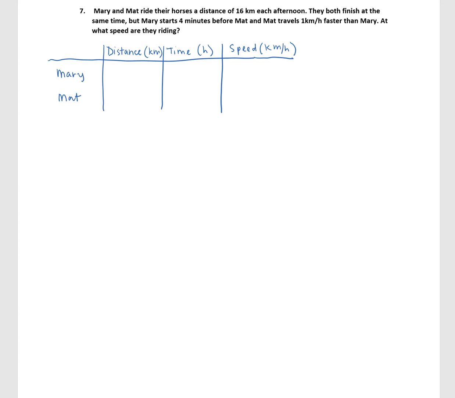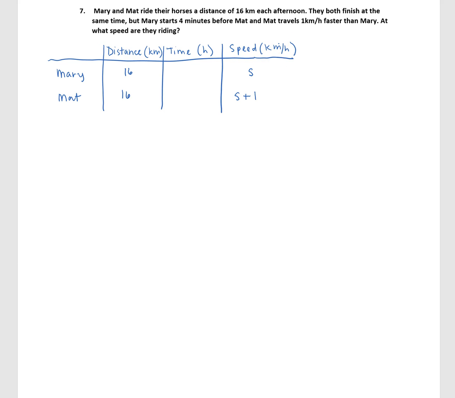So let's fill out this chart for what we know about Mary and Matt riding their horses. Both Mary and Matt travel a distance of 16 kilometers, so distance for both of them is 16. For their speed, if we say that Mary's speed is s, we've been told that Matt travels 1 kilometer per hour faster than Mary, so Matt's speed is s plus 1, in kilometers per hour.